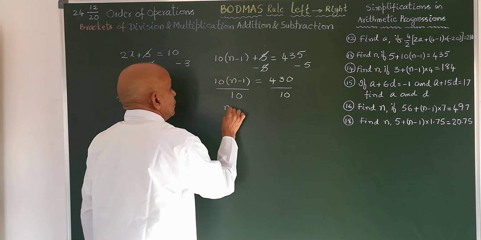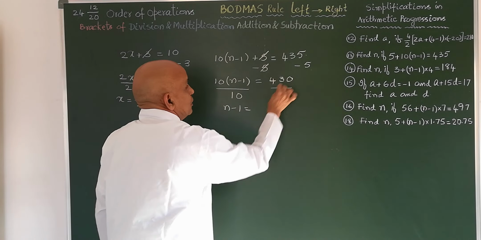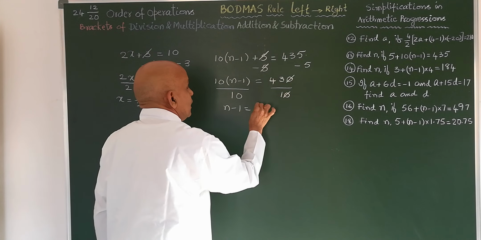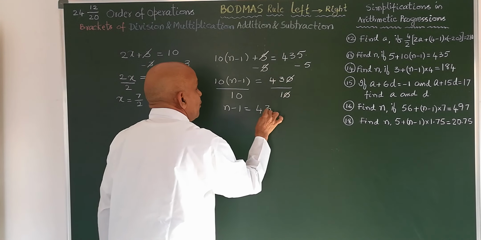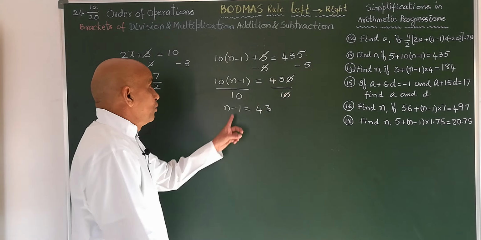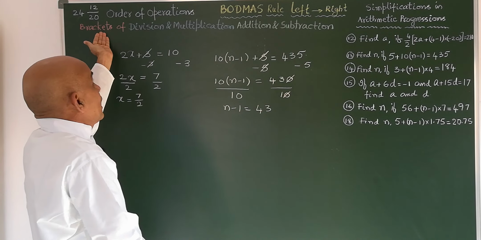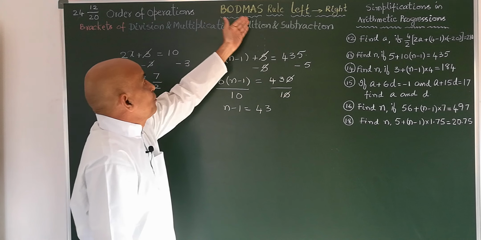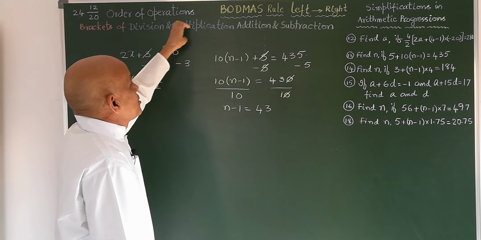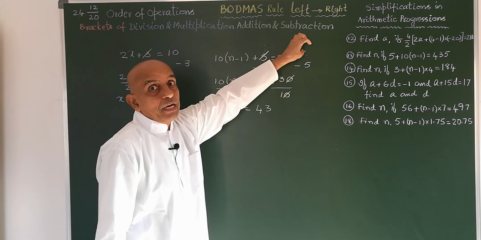Now this becomes n minus 1 is equal to this 0, 0 gets cancelled. This becomes 43. Now this bracket has come. Bracket is the last one, if you see the BODMAS rule: brackets, of, division, multiplication, addition and subtraction.